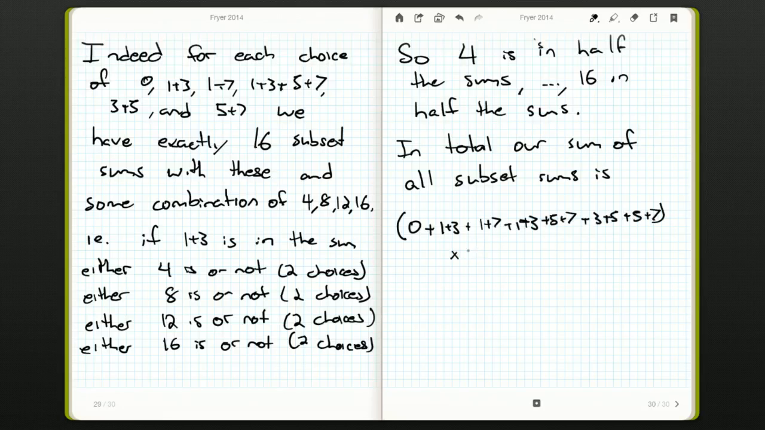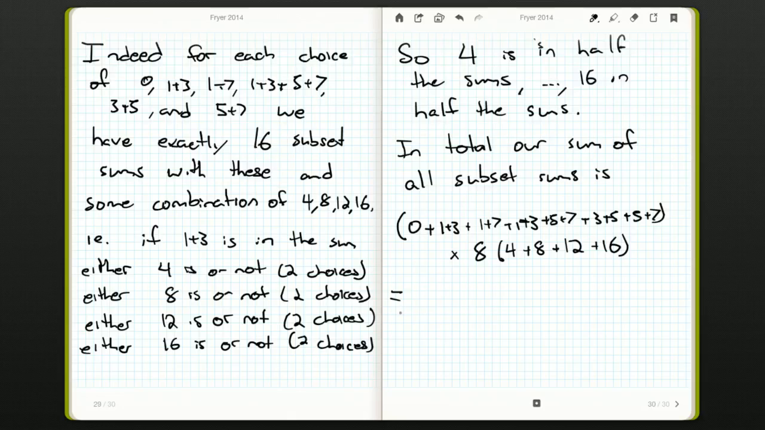Times, and then 8 times 4 will appear in the sum. Exactly half the time, half of the 16 times 8 will appear in the sum. Exactly half the time 12 will appear in the sum. And exactly half the time 16 will appear in the sum. Okay, and we multiply that by, is 0 the rest of the sum? Is 1 plus 3 the rest of our subset sum? Is 1 plus 7 the rest of our subset sum? Is 1 plus 3 plus 5 plus 7 the rest of our subset sum? And so on. And that's why we multiply it by the sum of all those.